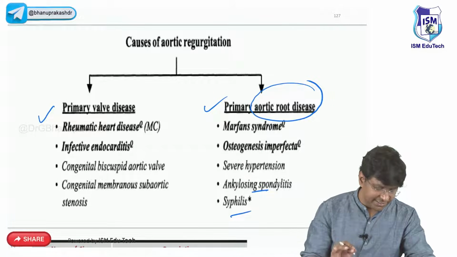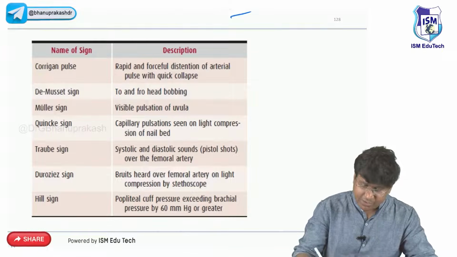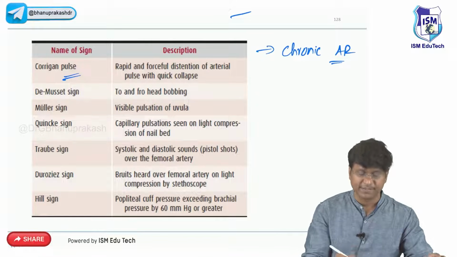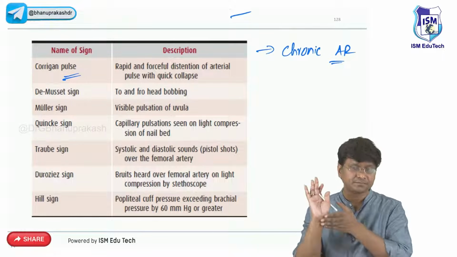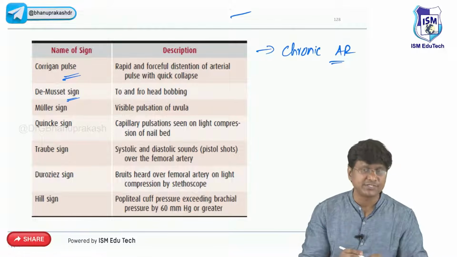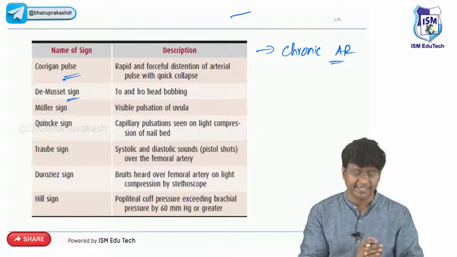And in aortic regurgitation, what is very, very important that you need to know is that in chronic aortic regurgitation, you have certain signs that you need to remember. Corrigan's pulse. What is Corrigan's pulse? That is collapsing pulse, which is also called water hammer pulse. Then Demoset sign, that is to and fro head nodding with each cardiac cycle.